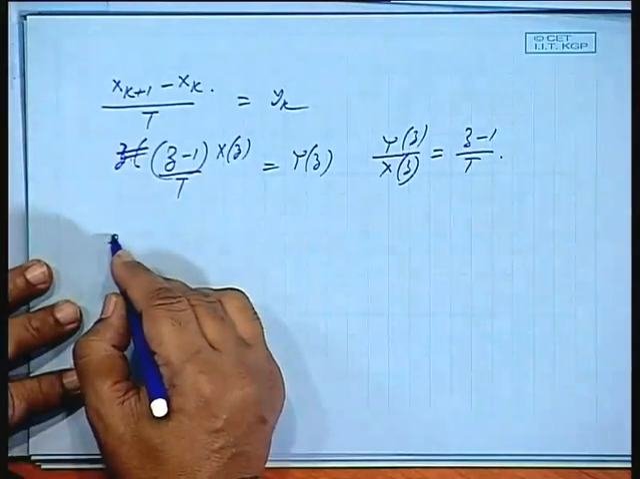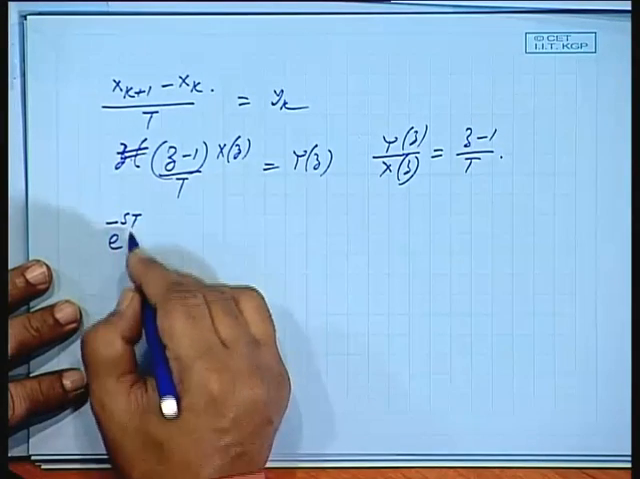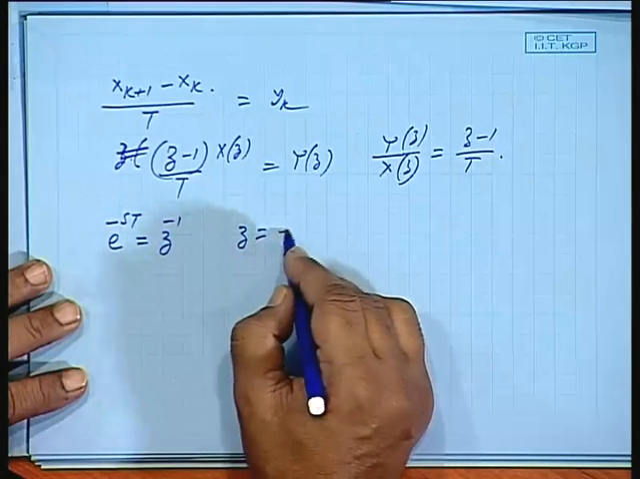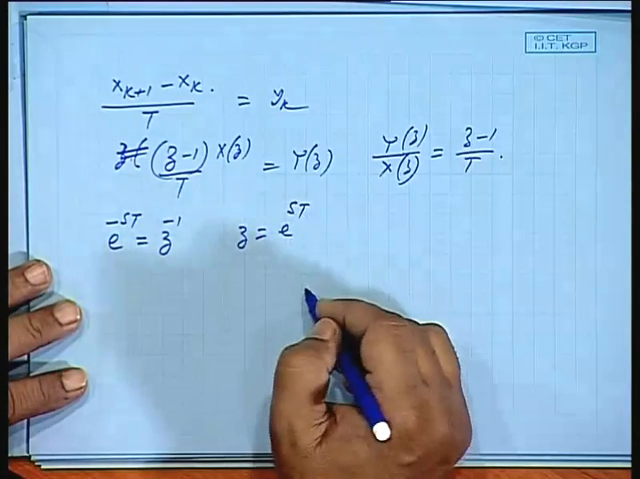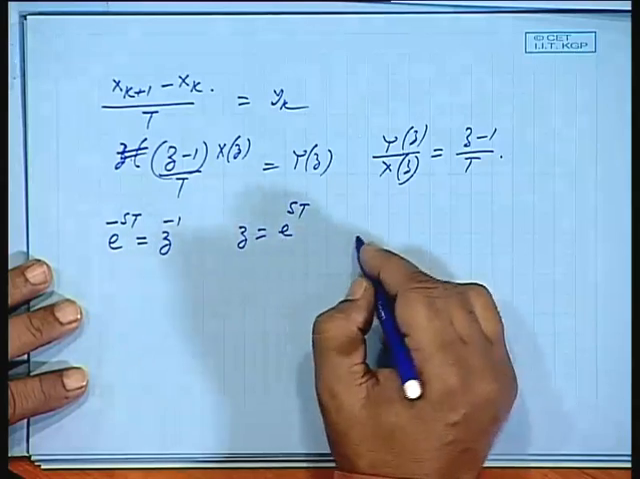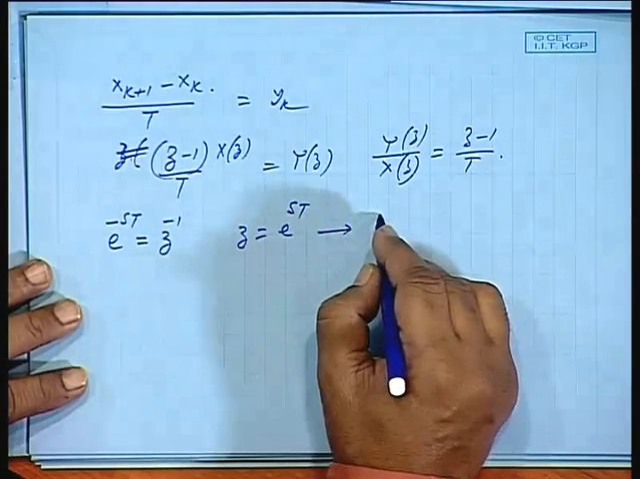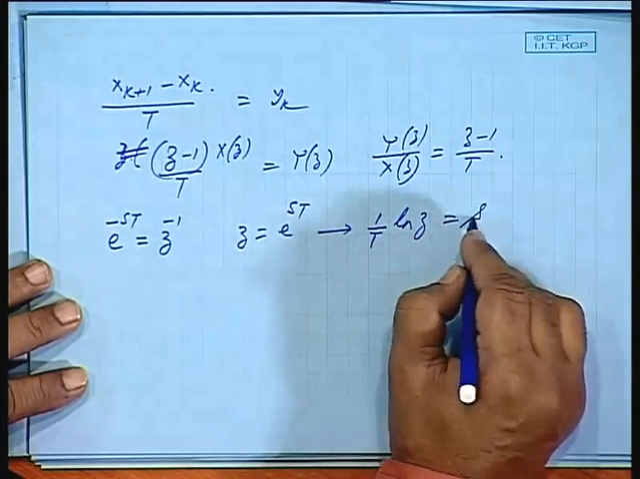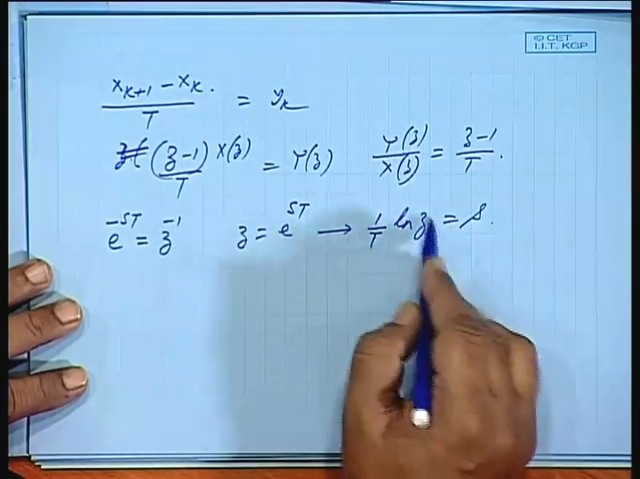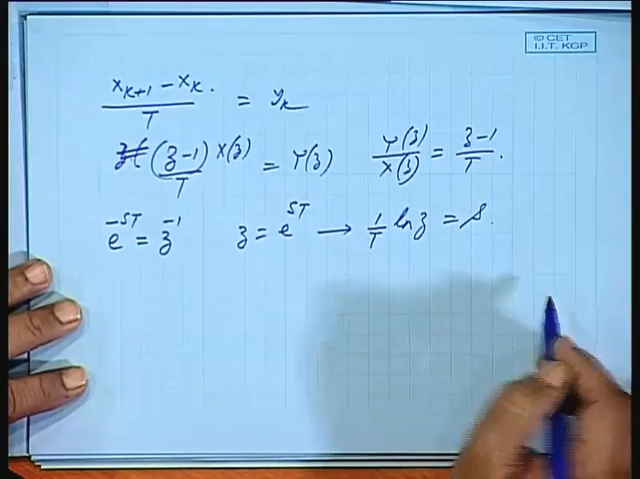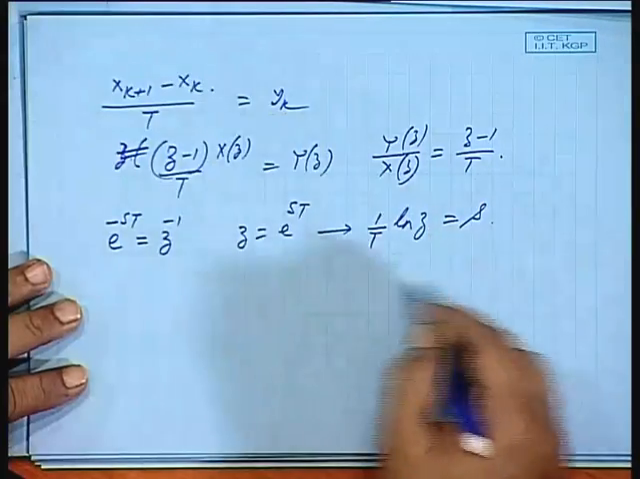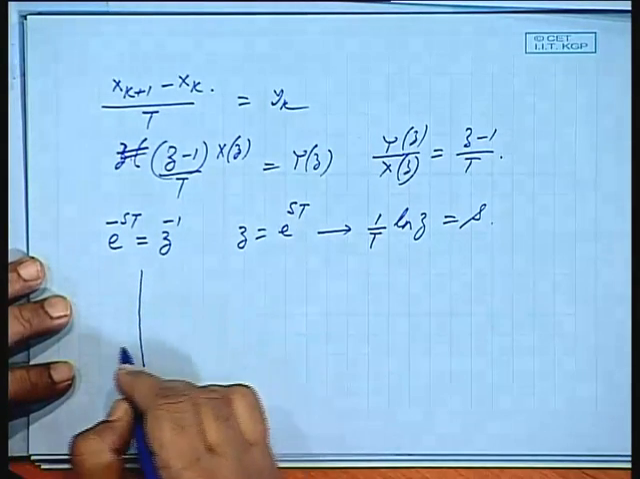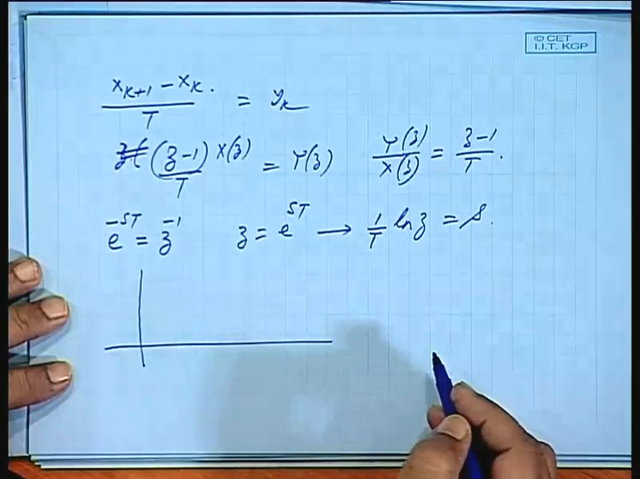Actually, your relationship is e to the power minus sT was z to the minus 1, or z is equal to e to the power sT. This is the actual substitution. If I take log, it will be 1 by T ln z equal to s. So, s is actually 1 by T ln z, and we are making approximations of this kind. Let us see the integration operation.